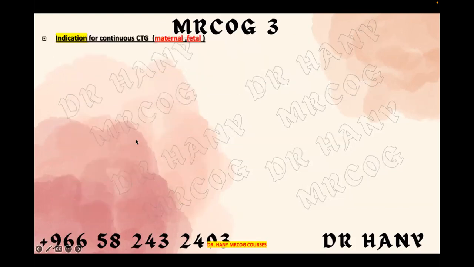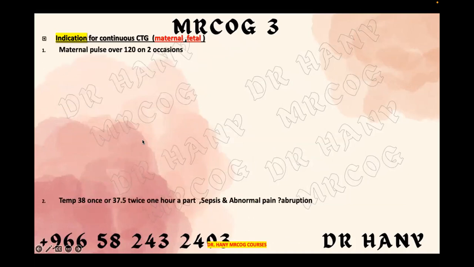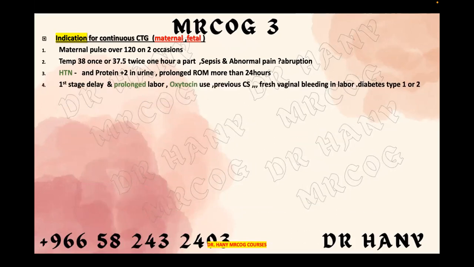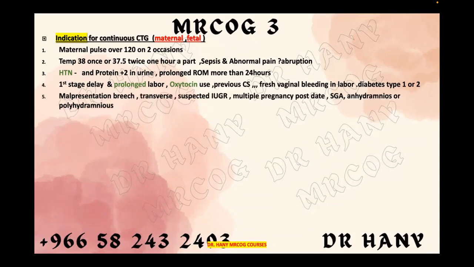What is the indication? Classify it into two, maternal and fetal. Maternal, like a previous scar, maternal tachycardia, fever, 38 once or 37.5 twice, any sepsis, any abnormal pain, hypertension, diabetes type 1, rupture of membranes for more than 24 hours, prolonged first stage, oxytocin use, previous CS. For the baby, if there is malpresentation, breech, transverse, oblique, IUGR, multiple pregnancy, twins, small for gestational age, anhydramnios or polyhydramnios. These are some of the indications. If there is significant meconium, this is an indication for continuous CTG.